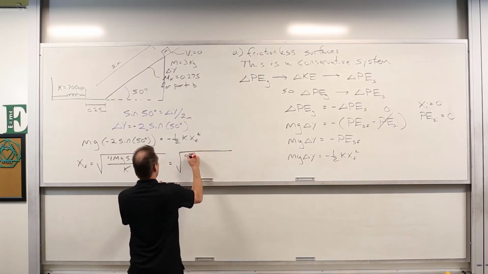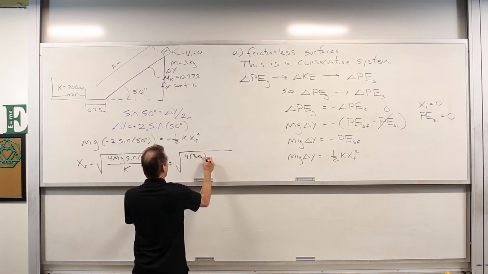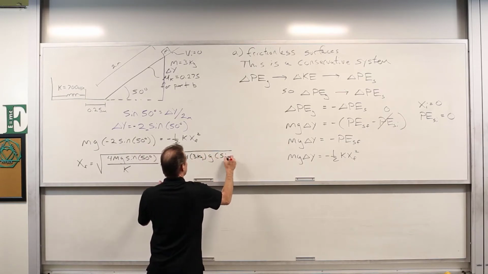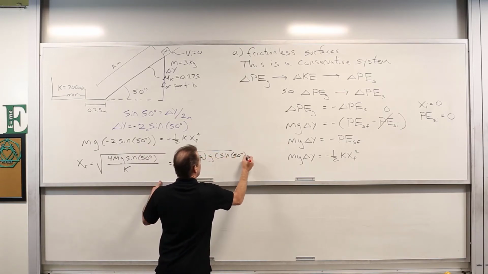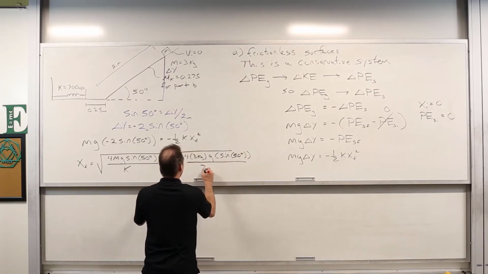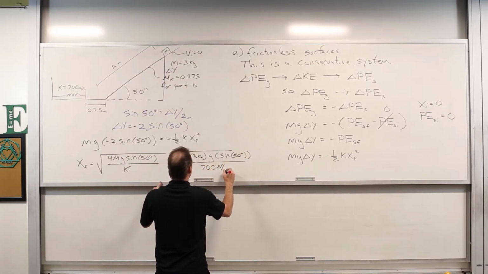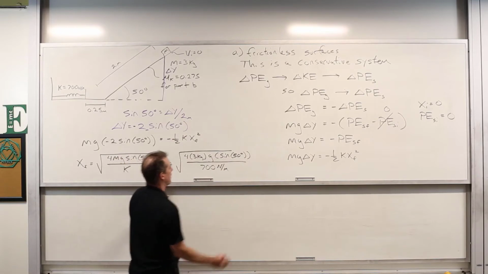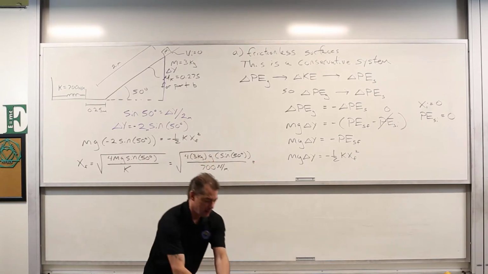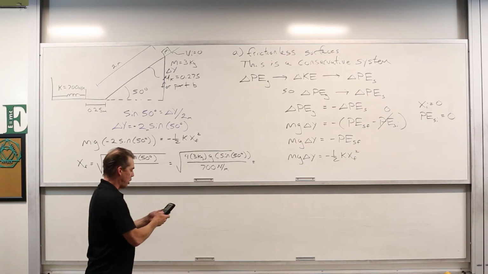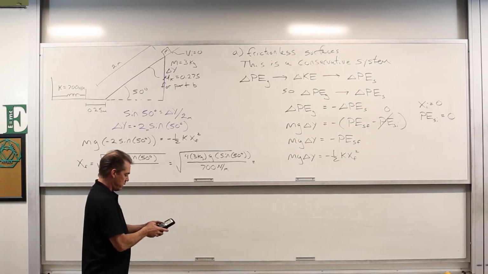So we got that it is 4 times 3 kilograms times g times the sine of 50 degrees divided by 700 newtons per meter. All right, what do we end up getting with this? Drum roll, right? Here we go. Square root, times the sine of 50 divided by 700.